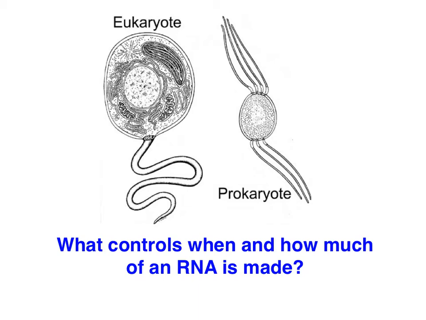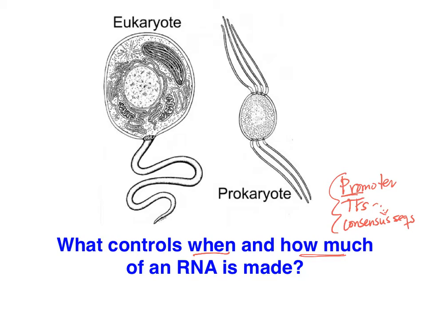All right, team. Today we're going to talk a little bit about what controls when and how much of an RNA is made. Now, in other videos, we've talked about promoters and we've talked about transcription factors, as well as consensus sequences, that is, pieces of DNA that transcription factors can bind to, and often these consensus sequences are found in the promoters. Altogether, these three can combine to help determine when a gene is turned on, that is when transcription is occurring, and how much that gene is turned on, how much transcription is occurring.